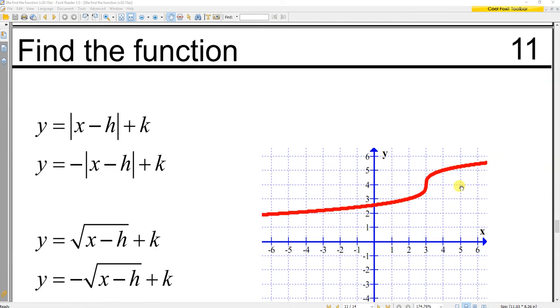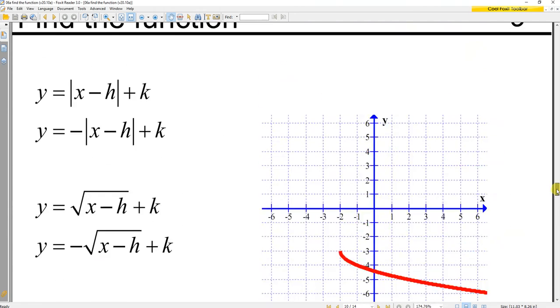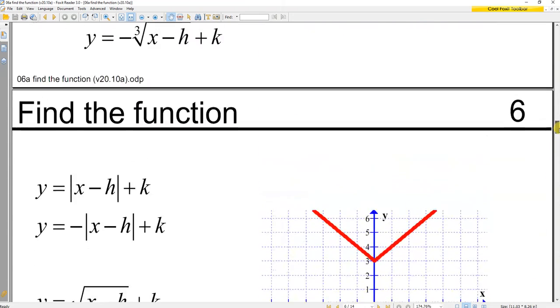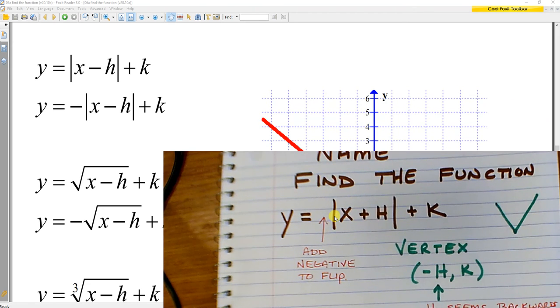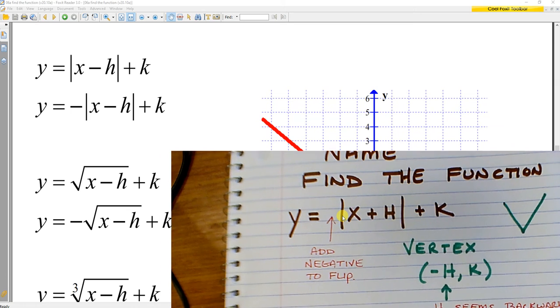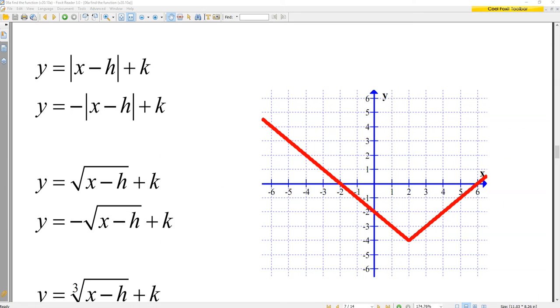All right, so let's go back and we'll do some other ones here. I've done a v. Let's do the second v. It's a v. So I look at my notes and I go, oh, there's the generic equation for the v. Y equals the absolute value of x plus h plus k. Okay, here we go. So I come over here and I draw my generic equation. Y equals the absolute value of x plus h plus k.